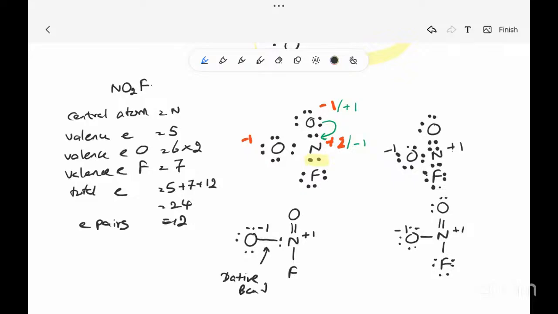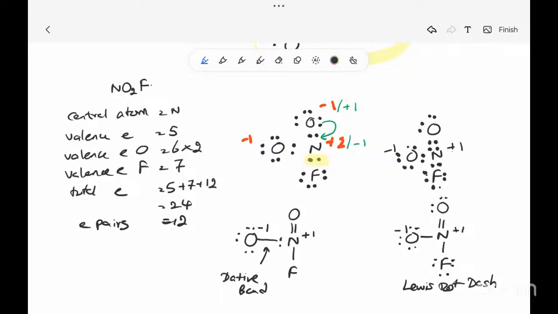We have learned that a dative bond, at the end of the day, is a covalent bond, right? So this is the Lewis dot dash structure. Lewis dot dash structures are a very powerful mechanism to draw molecules. Right? When we do molecule shapes next week, you will understand how powerful this Lewis dot dash is, right? So this is how we draw NO2F.